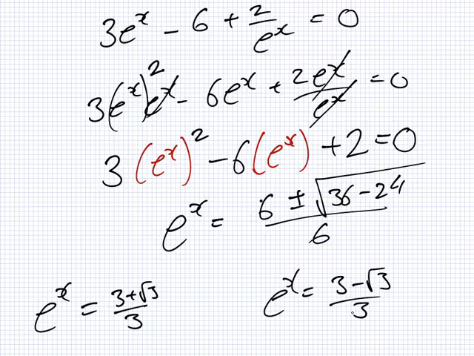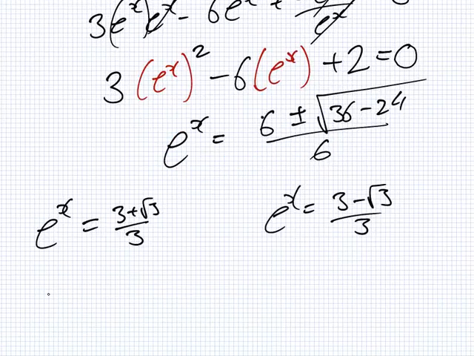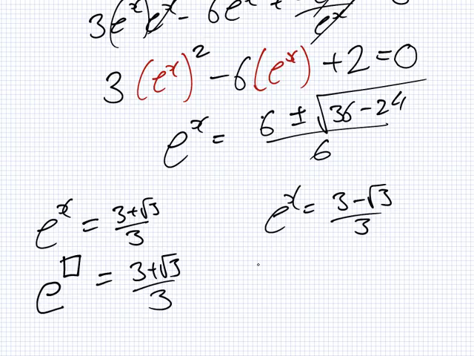Now, there's only one thing left to do. Watch carefully, please, the last step. So think about what you're doing at the very end here. You're saying e to what power makes 3 plus root 3 over 3? And e to what power makes 3 minus root 3 over 3?